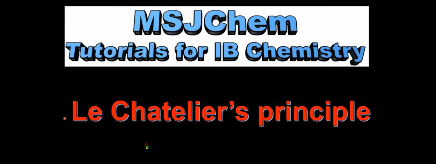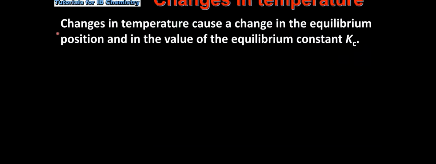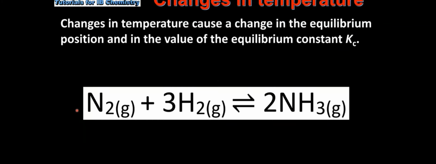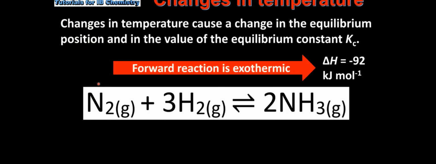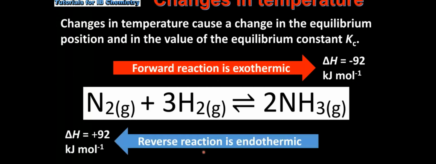This is MSJ Chem. In this video, I'll be looking at Le Chatelier's principle and temperature. Changes in temperature cause a change in the equilibrium position and in the value of the equilibrium constant Kc. Here we have the chemical equation for the Haber process. In the Haber process, nitrogen and hydrogen react together to form ammonia. The forward reaction of the Haber process is exothermic. This can be seen by the negative value for the change in enthalpy. If the forward reaction is exothermic, the reverse reaction is endothermic. We can see this by looking at the sign of the enthalpy change, which is positive.